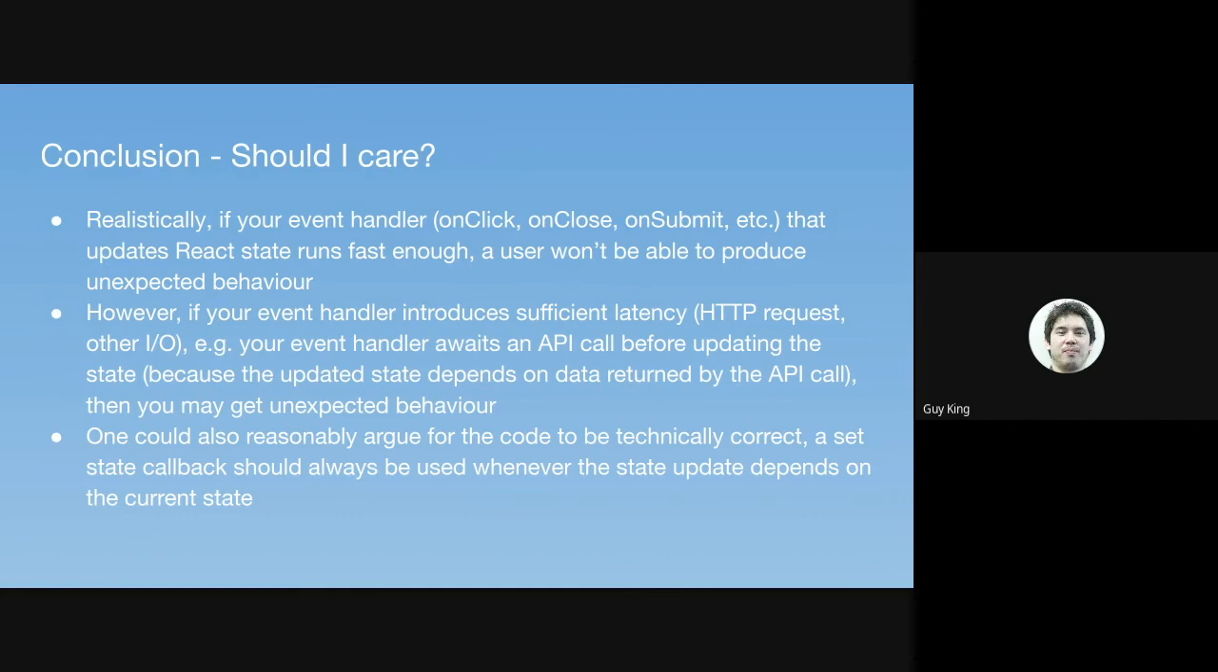The very final point is just saying, well, if you were reviewing code, being very pedantic, you could say, I can see to the end user it's not going to make any difference, but for the code to be technically correct, I think you could make a fairly strong case to say you should actually use the callback function whenever the state update that you're performing depends on the current state.